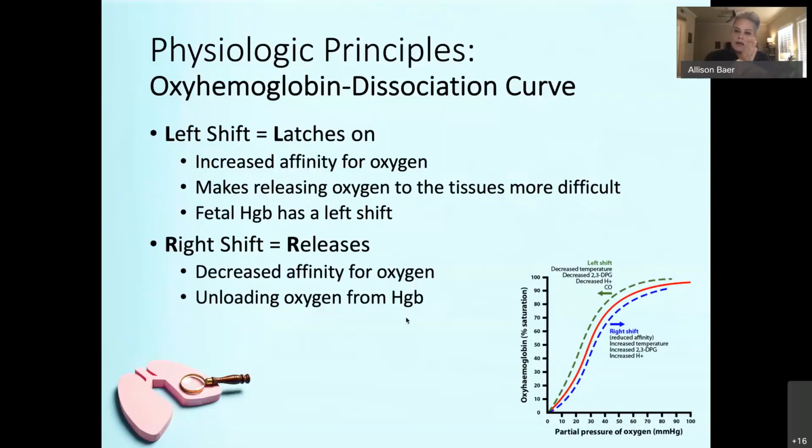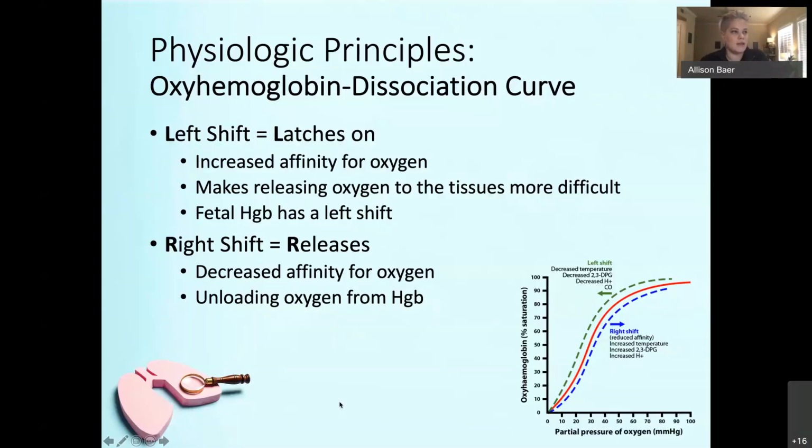But the further that left shift gets, the harder it is for the tissues to actually get oxygen. So even though your SAT might be good, you still might have cellular hypoxia because it's not actually getting to the cells. Fetal hemoglobin has a left shift to start with, and usually by 4 to 6 weeks, that's been all replaced by regular hemoglobin.